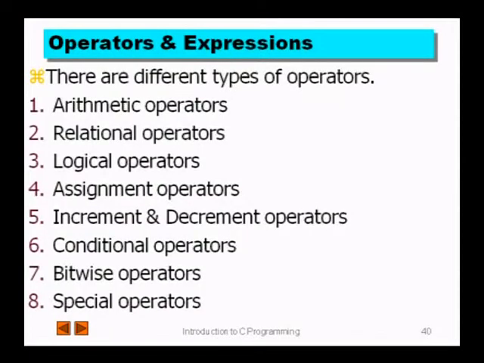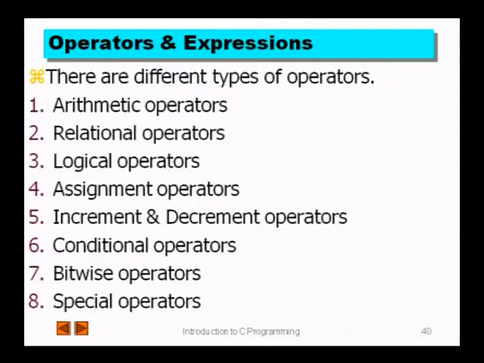There are different types of operators available in C programming: arithmetic operators, relational operators, logical operators, assignment operators, increment and decrement operators, conditional operators, bitwise operators and special operators. We will be discussing these one by one.